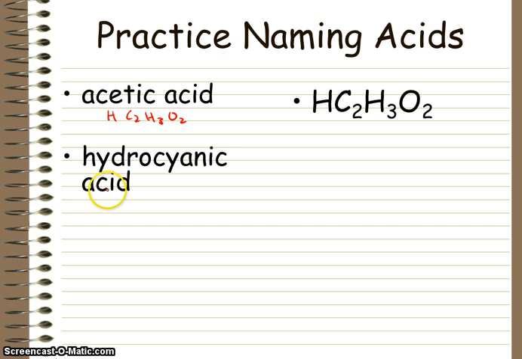Hydrocyanic acid. The acid tells us it's got hydrogen in it. The hydro tells us there's no oxygen in the formula. Cyan is cyanide, which is CN. We've got a +1 and a -1. We'll crisscross those just like we did with other compounds that contained polyatomic ions, and we get HCN.